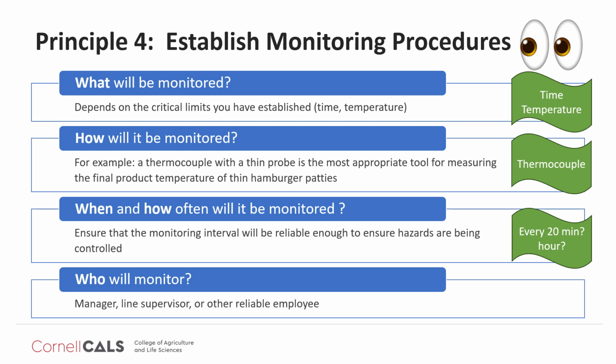Next, who will be responsible for monitoring? Is it going to be manager, cook, assistant cook, or any other reliable employee? There can be also other considerations. For example, equipment used for monitoring of specific CCPs have to be accurate and routinely checked and calibrated to ensure that what we are measuring is correct, critical limits are met, and hazards are controlled.